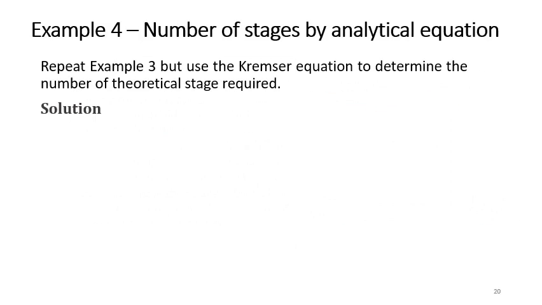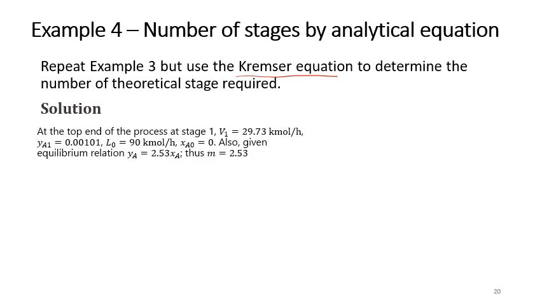Okay, so let's try to use Cramer's equation to calculate the number of stages. Same as example 3, but this time we use Cramer's equation to calculate the number of stages. So from the previous example, you have the column.